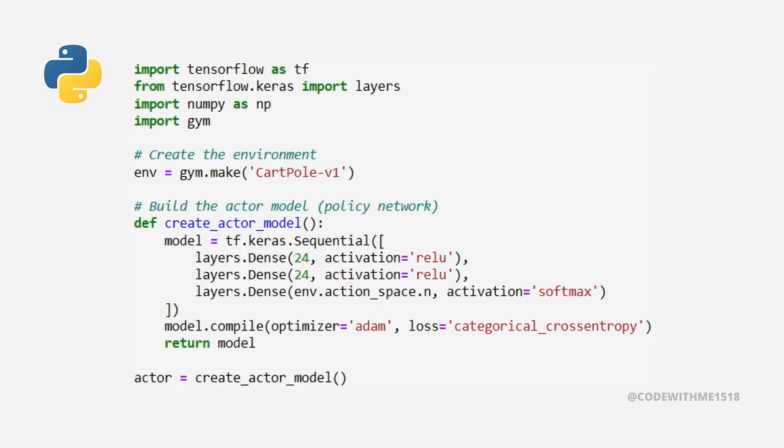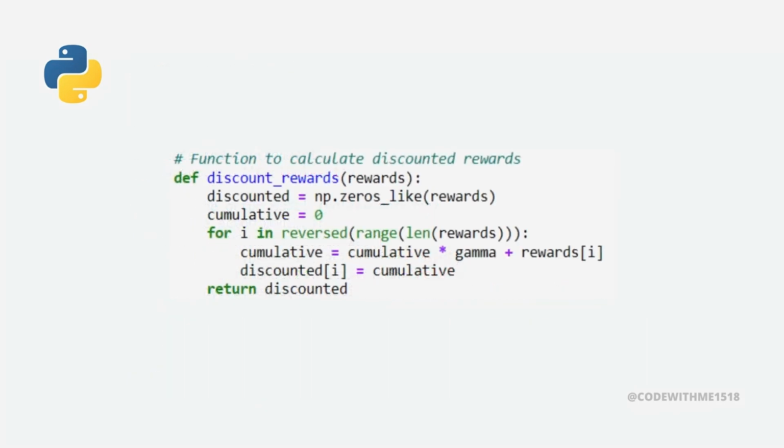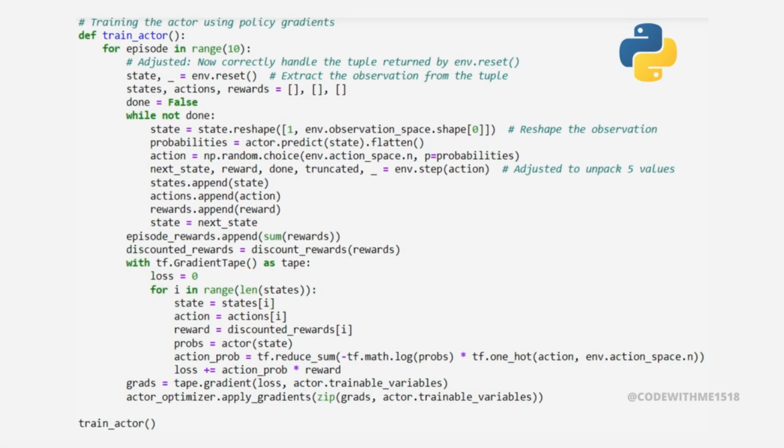This code demonstrates how to train an actor network using policy gradients. The actor directly learns the optimal policy by maximizing the expected reward for each episode.